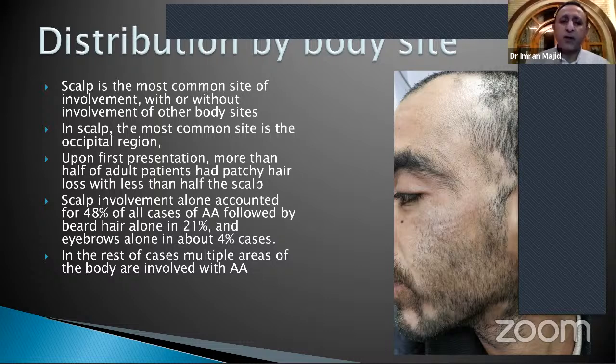In the rest of cases, multiple areas of the body are involved with alopecia areata. This is something really important and something that we need to consider, that scalp involvement alone just accounts for 48% of all cases. That means more than half of the cases will have involvement of areas other than the scalp. This is something important in calculating the severity, which I will discuss later in the lecture today.